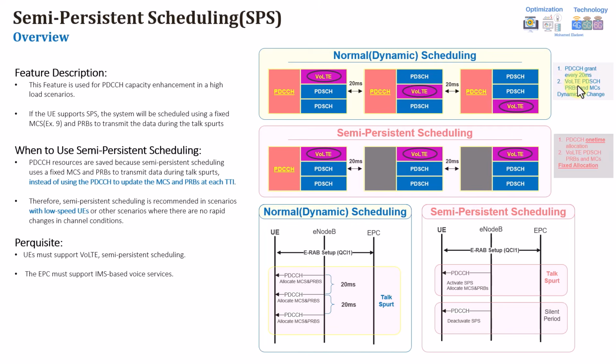And accordingly, you will have your PRBs, or resource blocks, and the MCS, or the scheduling part, being allocated to the user every 20 milliseconds based on the PDCCH allocation. So, PDCCH grant allocation.